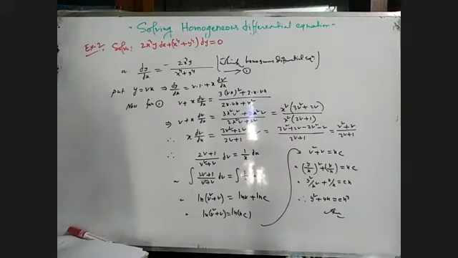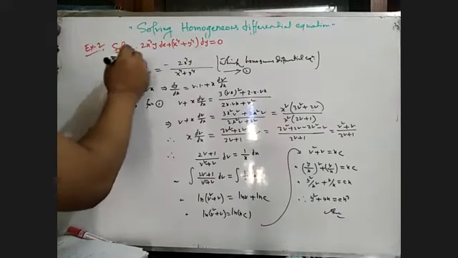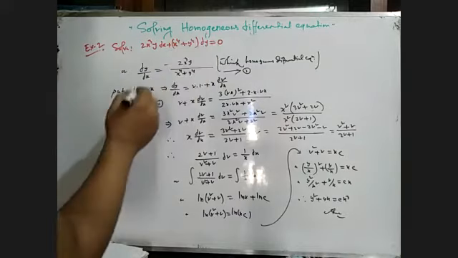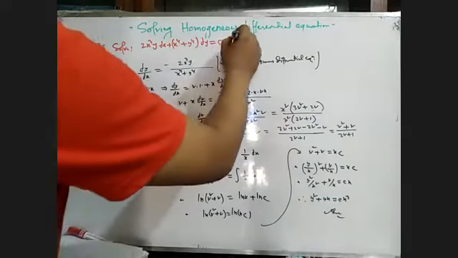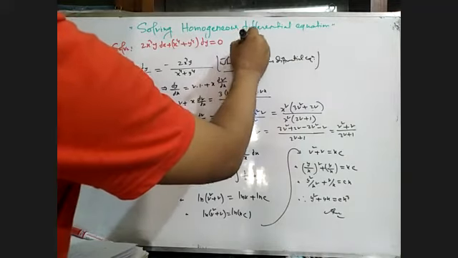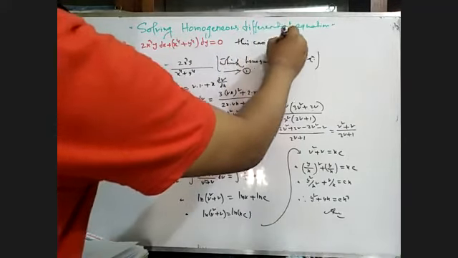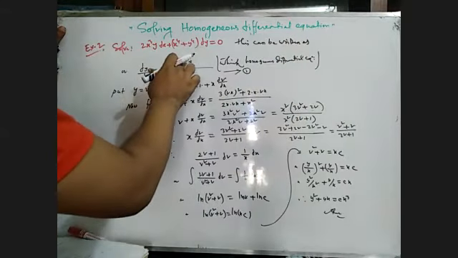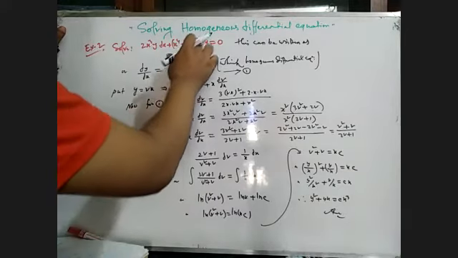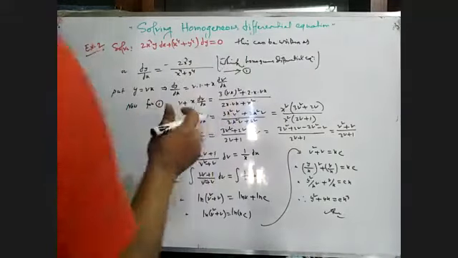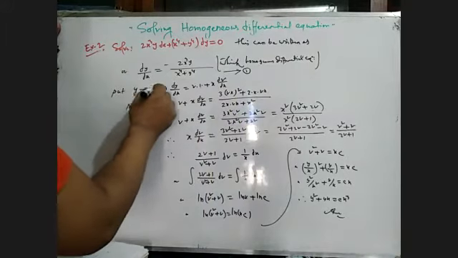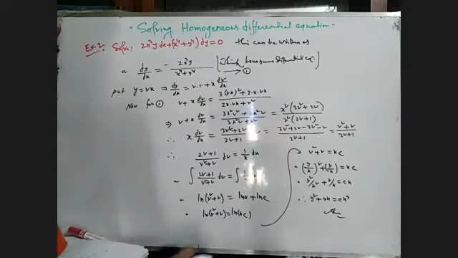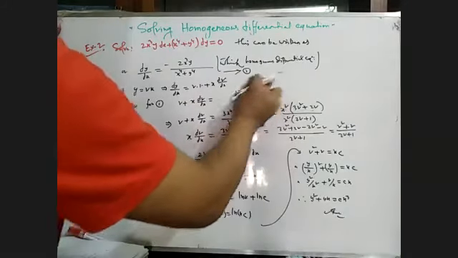Okay, now another example, second example: solve (2x cube y) dx plus (x4 y plus y4) dy equals to 0. And this differential equation can be written as dy/dx equals to minus 2x cube y divided by (x4 plus y4), which is a homogeneous differential equation. Okay, now just substituting y equals to vx and dy/dx will be v plus x dv/dx. So this equals to, this value will be changed.